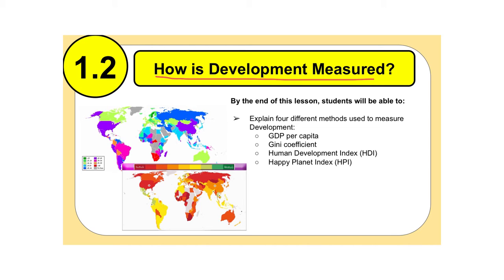So, by the end of our lesson today, you should be able to explain four different models or methods that are used to measure development. And the four that will be mentioned in this particular video are GDP per capita, the Gini coefficient, the Human Development Index, or HDI, and the Happy Planet Index, or HPI.